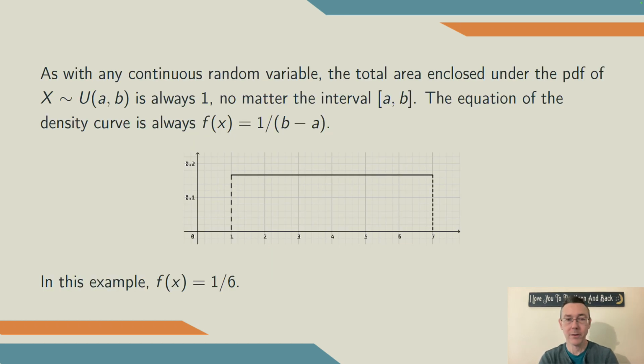As with any continuous random variable, the total area enclosed under the PDF of a uniformly distributed random variable has to be 1. And since the PDF is constant, we can figure out its equation just by using the fact that we have a rectangle of known width and total area 1. A bit more explicitly, the equation of the density curve is always 1 over b minus a. So 1 over the width of the interval where the variable is defined. So if I have an interval of width 6, in this example that we've been looking at so far in this video, the equation of the probability density function is f of x equals 1/6.